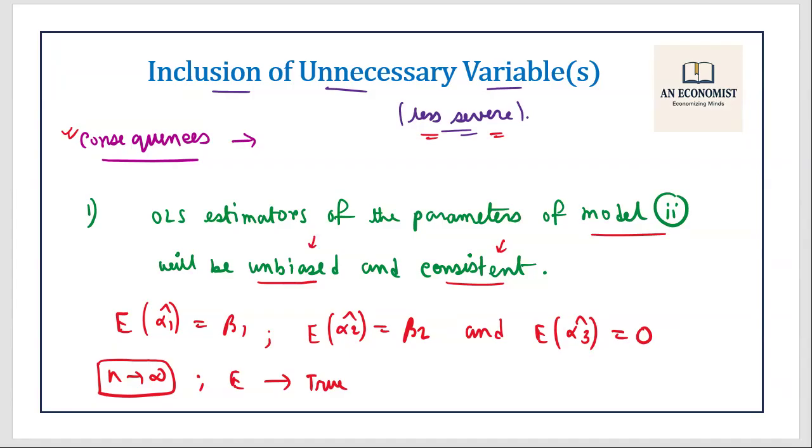So here we can see OLS estimators will be both unbiased and consistent estimators of the true population parameter. If this is not equal to 0, then biasedness would have arisen. If this is not equal to beta 2, biasedness would have arisen. If it is not equal to beta 1, then biasedness would have arisen, but this will not be the case here, and we will prove this in this video. So this is the first consequence.